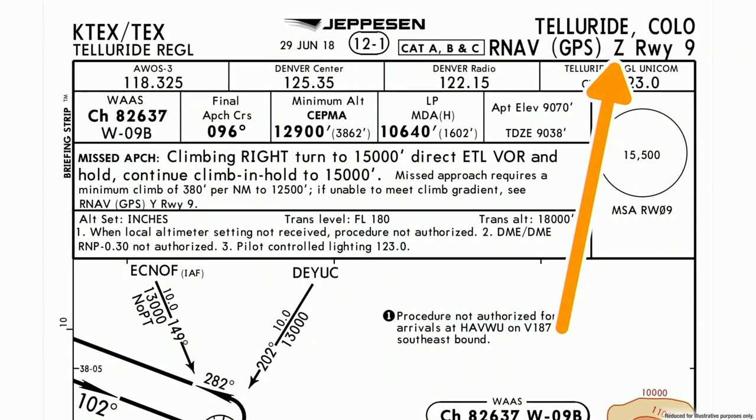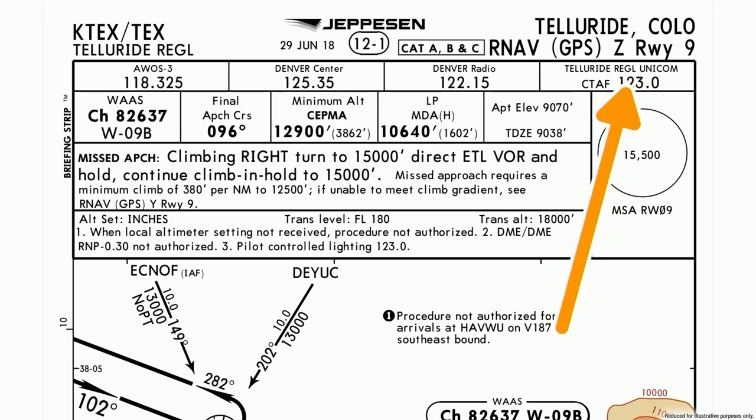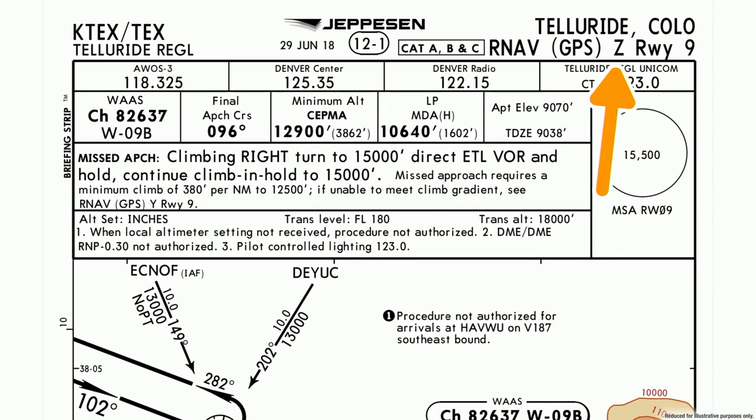Okay, the Zulu here means that there are multiple approaches, straight-in approaches, using RNAV to Runway 9. If there was only one RNAV procedure to Runway 9 that was straight-in, it would just be RNAV GPS Runway 9. Okay, but because we see the Zulu, that means that there's another RNAV straight-in procedure to Runway 9. And it's going to count backwards. So it's going to go from Zulu, Yankee, X-ray.